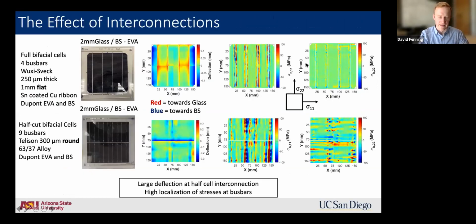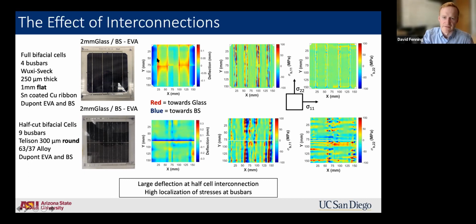So we can now analyze in sort of wonderful glory the effect of different interconnection schemes on the mechanical stress within modules. Here's an example showing bifacial cells, in one case with 4 bus bars and a full cell, and then in the other case with a half-cut cell with 9 bus bars. And another important difference is that the interconnection uses a flat wire in the full cell mini module, while it uses a round wire in the half-cut cells.